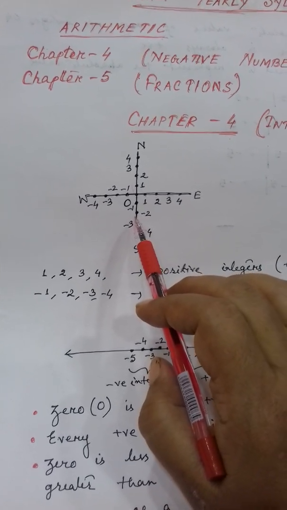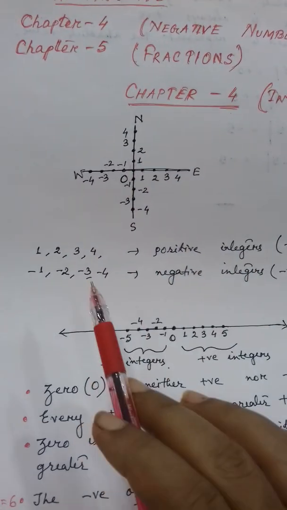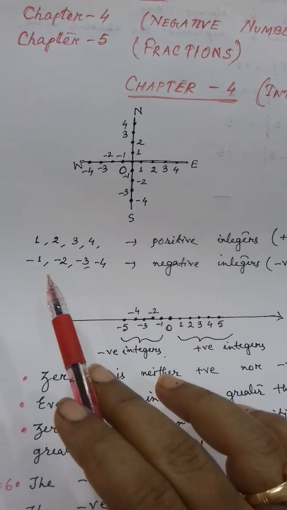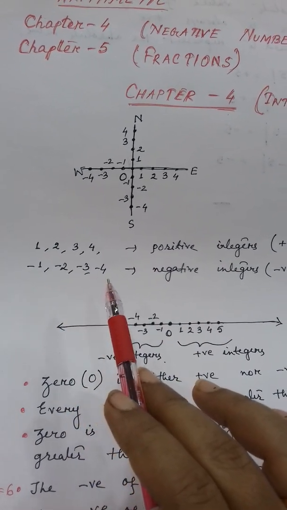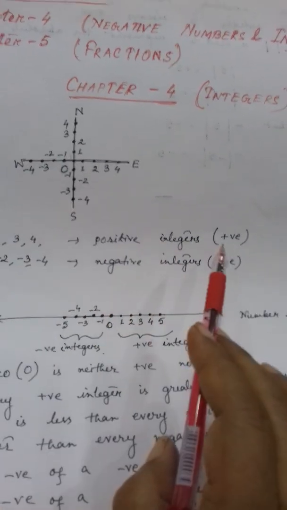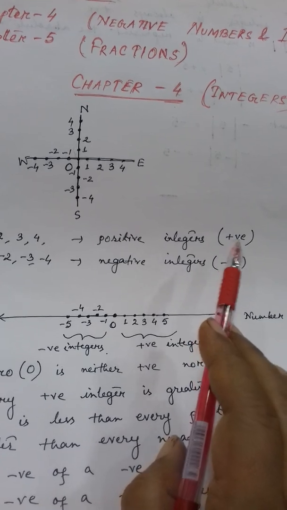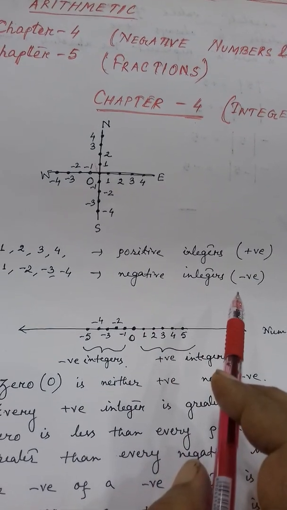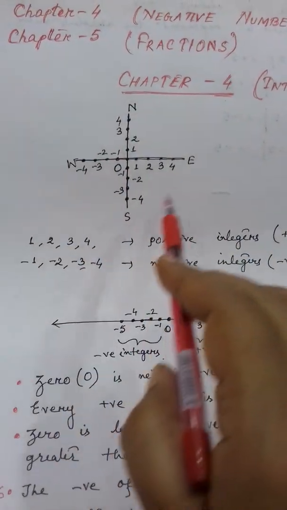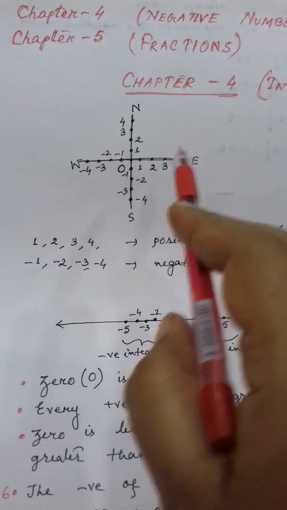Got my point? So here I have written plus 1, 2, 3, 4 are positive integers, and minus 1, minus 2, minus 3, minus 4 and so on are negative integers. Positive you can write in short form as plus VE, negative you can write in short form as minus VE. Clear? Here I am showing the integers with direction.